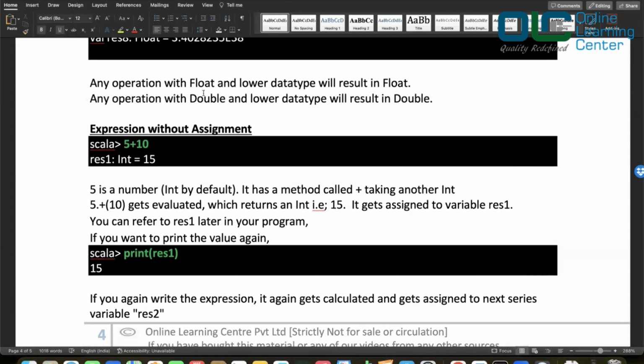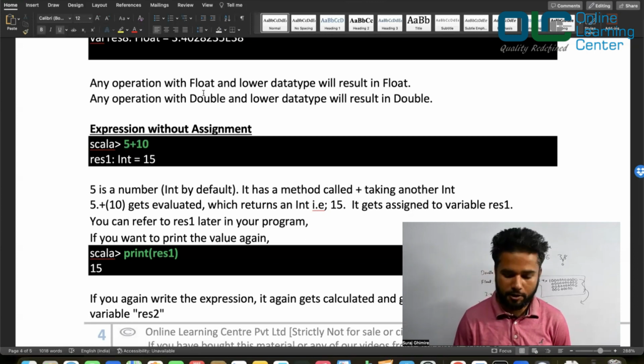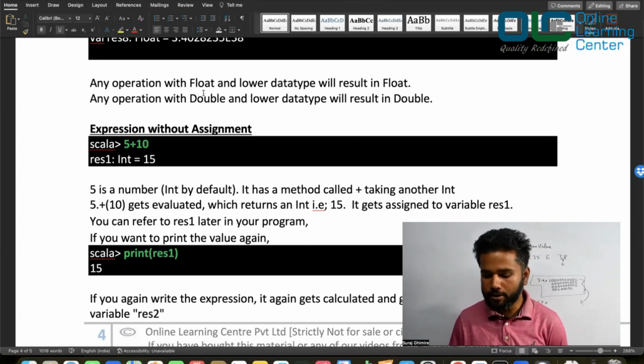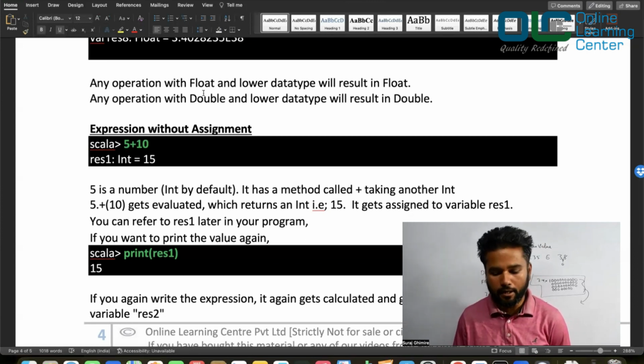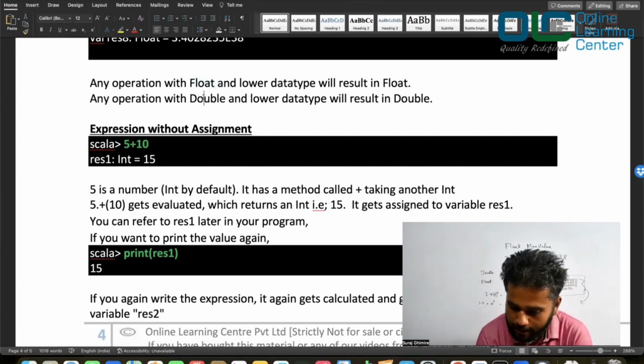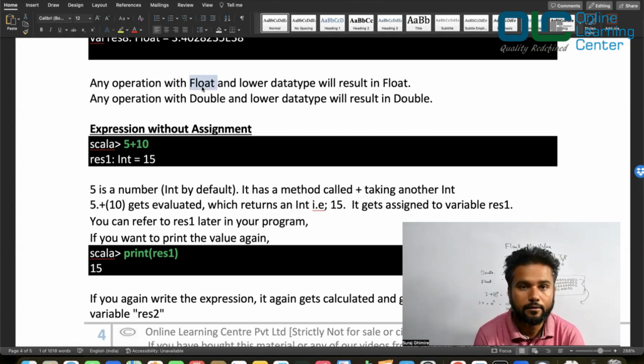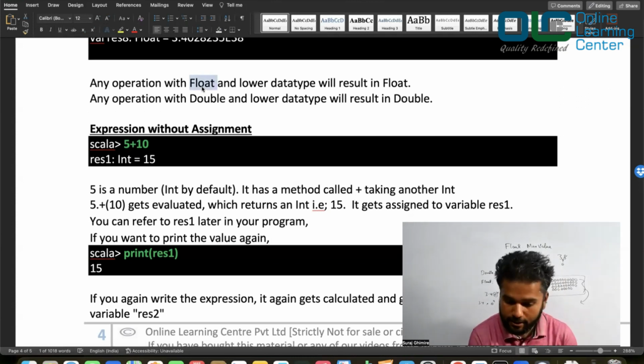Any operation with float and lower data type will always result in float. Any operation with double and lower data type will result in double, which means if you're performing operations on float and integer, the output will always be float. If you perform any operations on double and integer, the output will always be double, because both of these have more privilege than the lower data type. We will talk about that in the typecasting chapter.